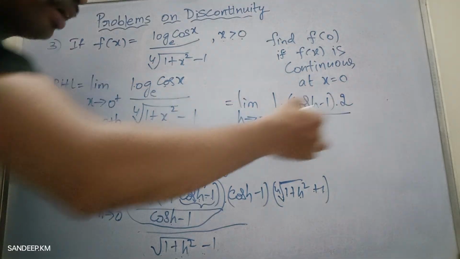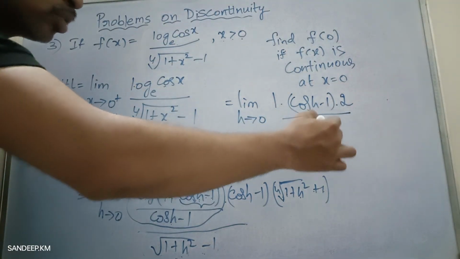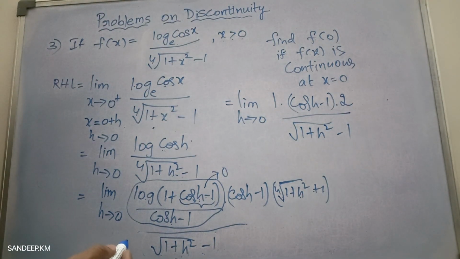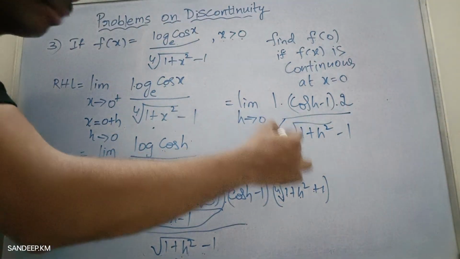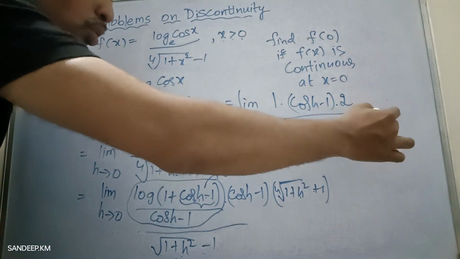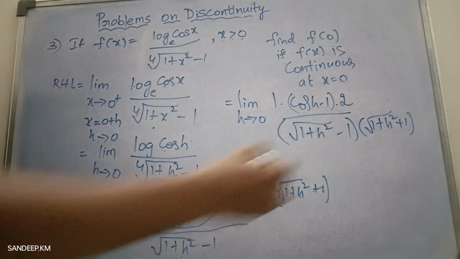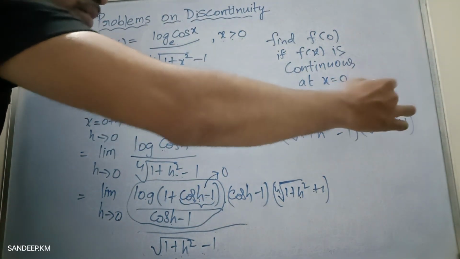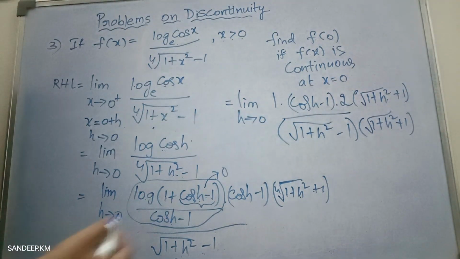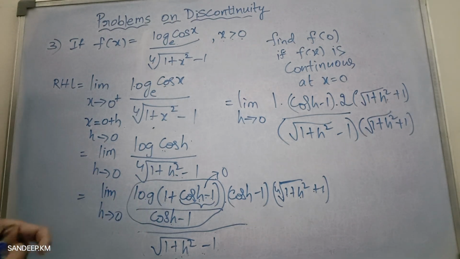And in the denominator, we have root over 1 plus h square minus 1. Once again, let us rationalize the denominator by multiplying it with its conjugate, which is root of 1 plus h square plus 1. So I multiplied with it in the denominator and also in the numerator. We are very close to the solution. Okay, so what happens to the denominator now?